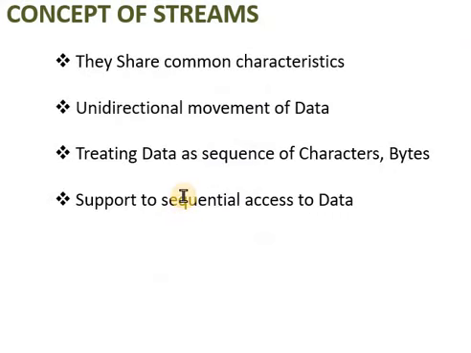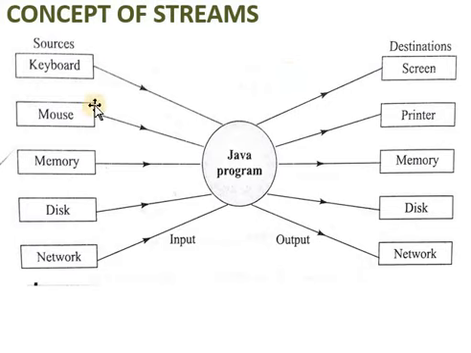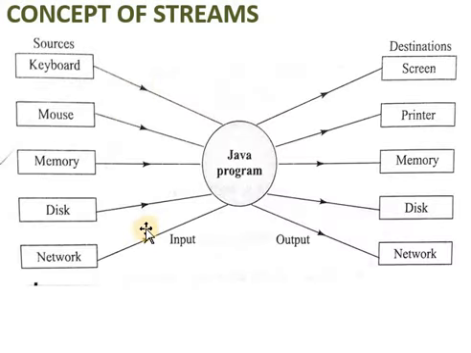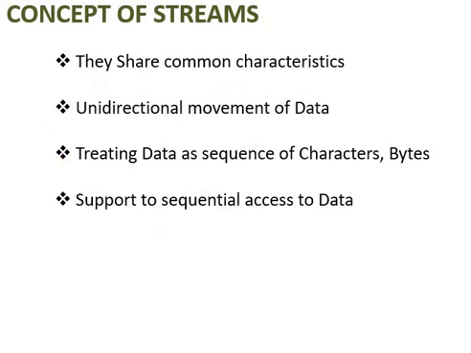Now we need to understand streams in detail. Streams have various characteristics. The first one is that they share common characteristics. Whenever we talk about streams, there are lots of streams: these are the input streams, these are the output streams. All input streams share common characteristics. What is the common characteristic here? All these input streams have a source and a destination, and from source to destination the data is moving. So in between, every unit has a similarity. That is the first one, common characteristics.